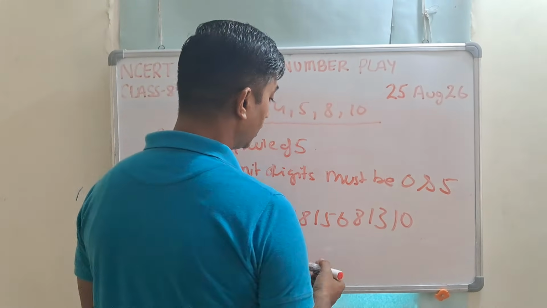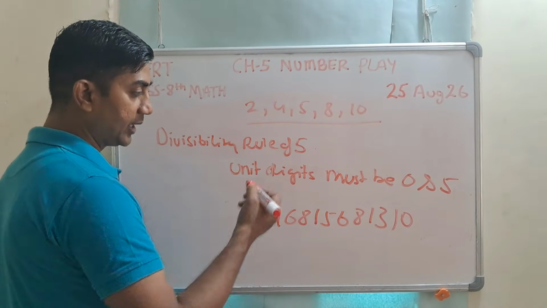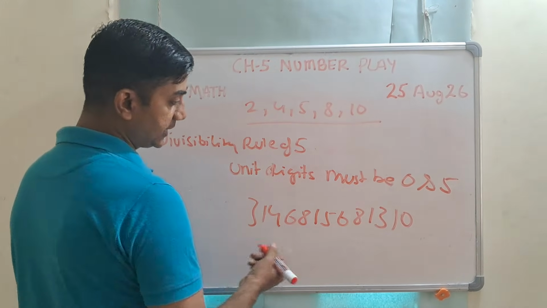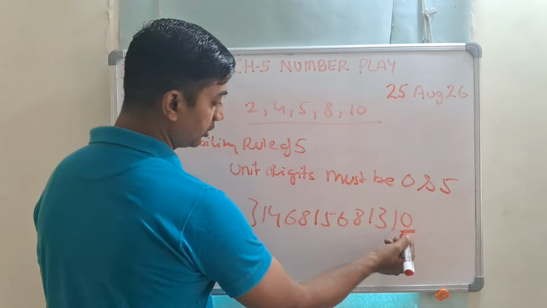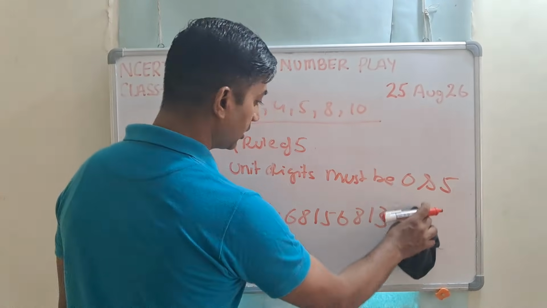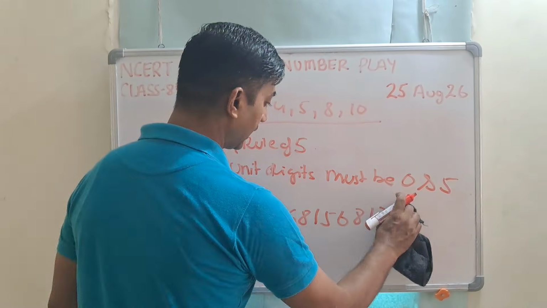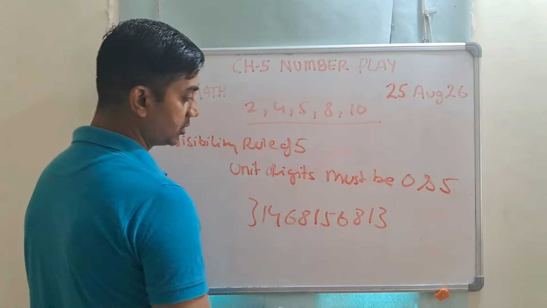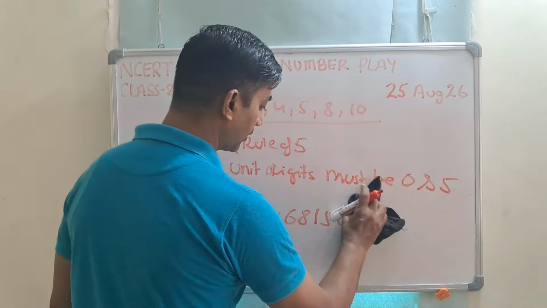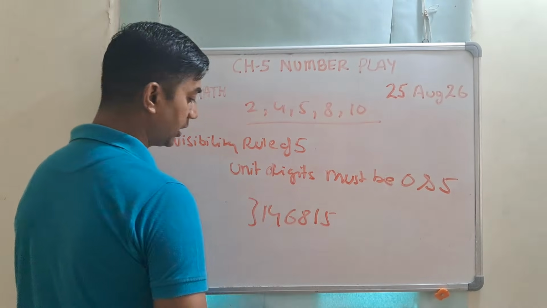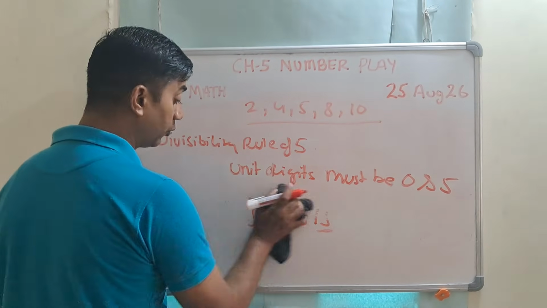To check whether a particular number is divisible by 5 or not, you have to just check the unit place. Unit place should be either 0 or 5. So here is 0, this is divisible by 5. This number is not divisible by 5 because here there is no 0, there is no 5, and this number is also not divisible by 5 because here it is 3. This number is also not divisible by 5 because here it is 1. And if we check this number we can see that 5 is there, so this is divisible by 5. This is the divisibility rule of 5.